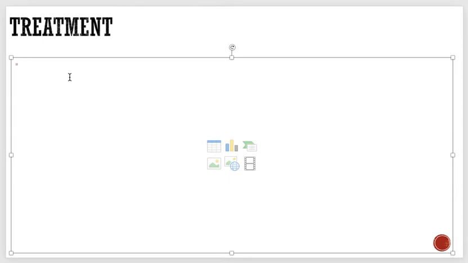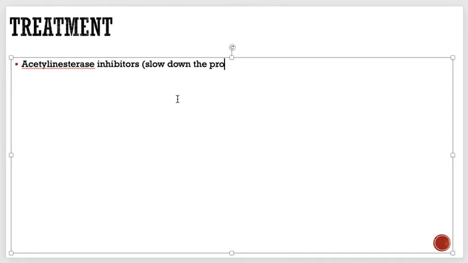So what can be done? There are many medications used nowadays, and they are basically there to slow down the condition. What we give them is acetylcholinesterase inhibitors. If you know what acetylcholinesterase inhibitors are, what is the function of these drugs? They slow down the progression of the disease. They cannot cure, guys. Remember this thing.